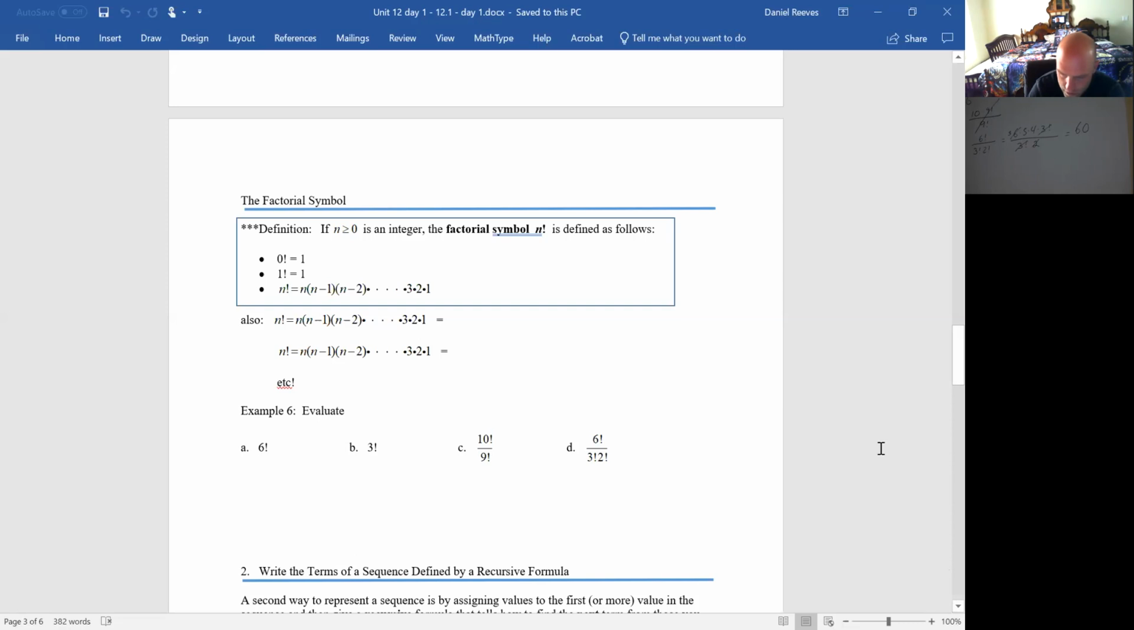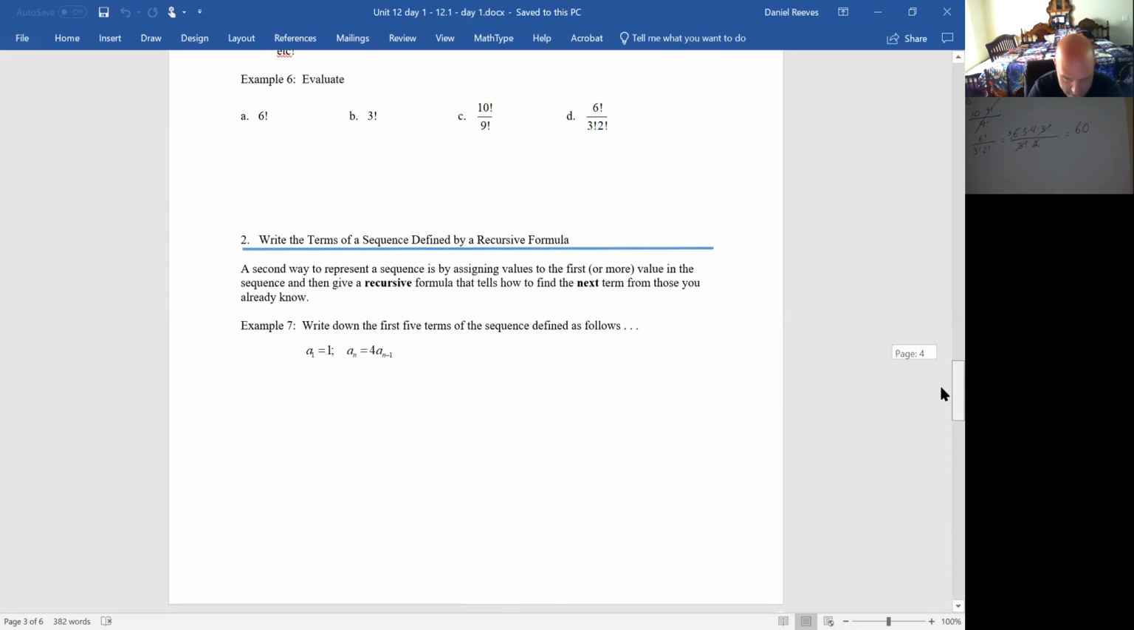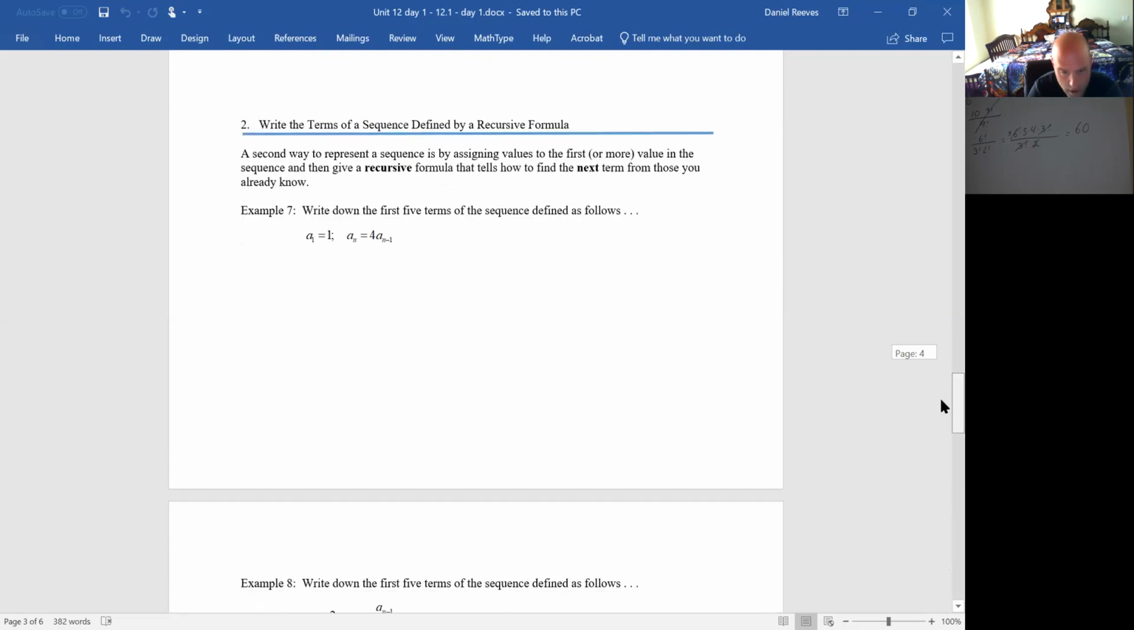Okay, continuing on. Write the terms of a sequence defined by a recursive formula. A recursive formula is one where they must tell you what the first step at least is, and then they tell you how to get to the next step from the previous step.